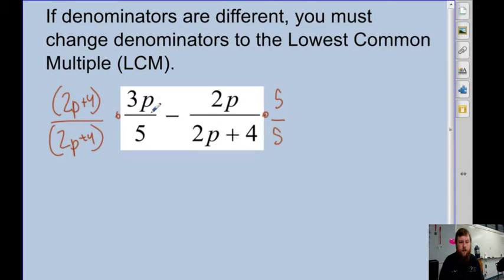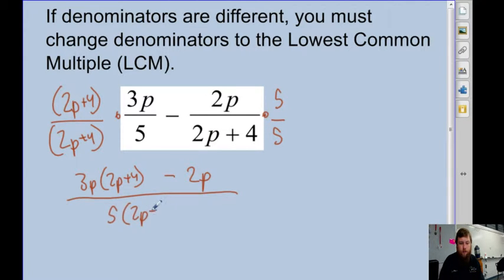Now for this left fraction, you're going to get 3p times 2p plus 4, and then it's going to be minus 2p. I'm going to write this as one big fraction already because this is going to be 5 times 2p plus 4 on the bottom of both. So I'm going to go 5 times 2p plus 4.